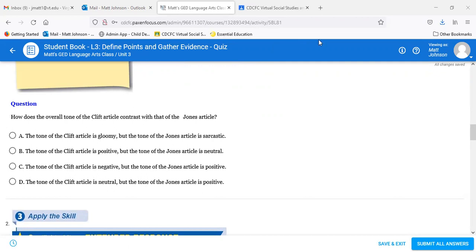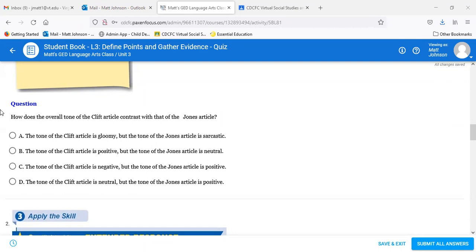Cleft's article contrasts with that of the Jones article. A, the tone of the Cleft article is gloomy or sarcastic. B, the tone of Cleft's article is positive, but the tone of the Jones article is neutral. C, the tone of Cleft's article is negative, but the tone of the Jones article is positive. D, the tone of the Cleft article is neutral, but the tone of the Jones article is positive. C. Right. Yeah. So that was pretty straightforward, right?